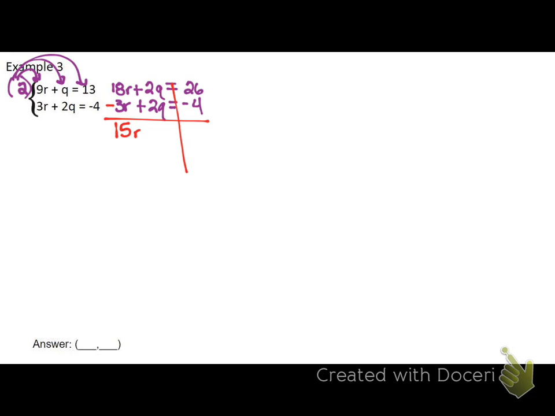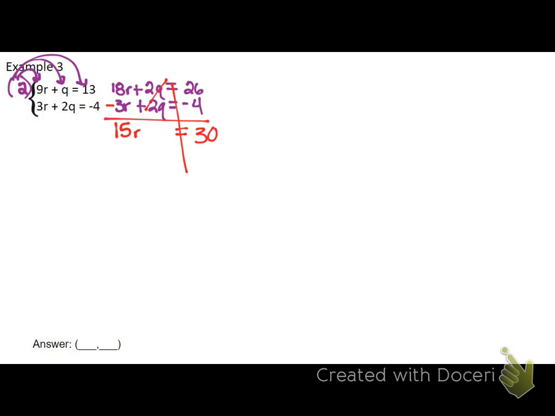We said we're going to take 2q minus 2q, and those two are going to cancel or eliminate one another. And then we're going to come down to 26 minus negative 4. So what's 26 minus negative 4? What's going to happen to that minus negative 4? It's going to become a positive.